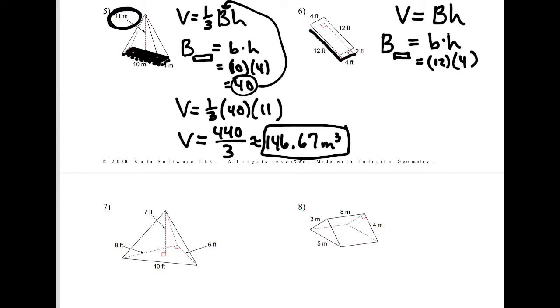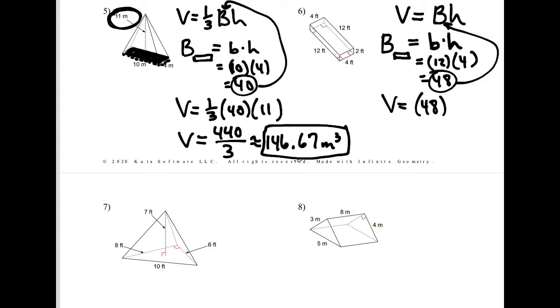And a width of 4, which remember that's the same thing as base times height, little b times h. So the area of that shaded region down there is equal to 48. So now I know my big B is 48. Now I can go ahead and put it in for big B. So volume equals big B, which is 48, times the height.